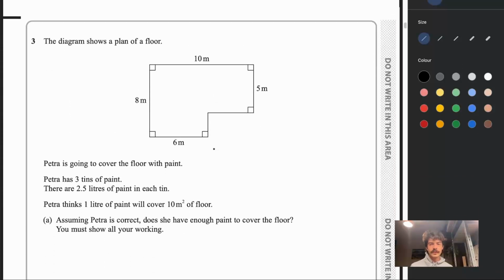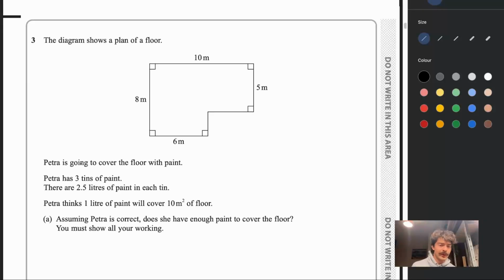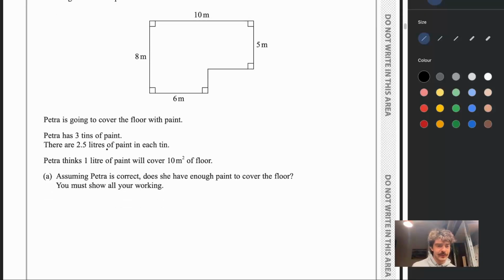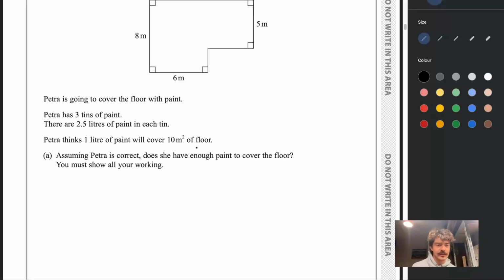Okay. Moving on to question 3 now. So we have a floor plan. It looks like a compound shape, but nicely it looks like it's going to be made out of 2 rectangles. And in this scenario, Petra here is going to be covering the floor with paint. Fantastic. Okay, so we've got 3 tins of paint, and there's 2.5 litres in each tin of paint. She thinks that 1 litre will cover 10 squared meters of floor.